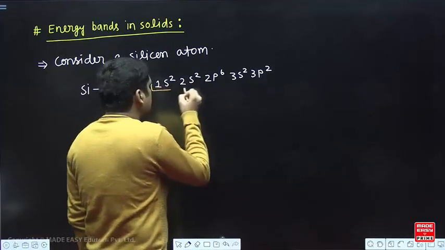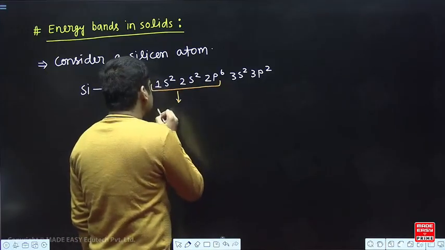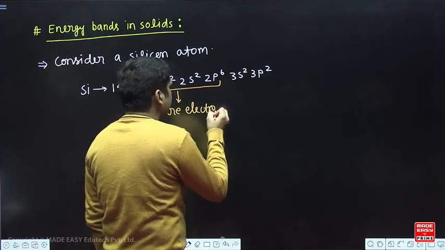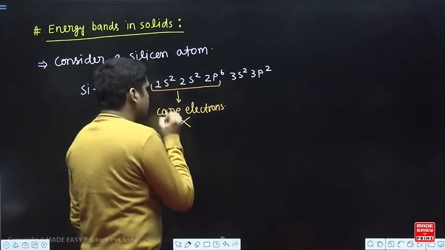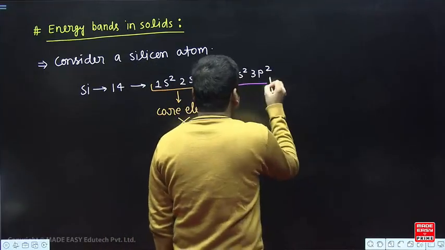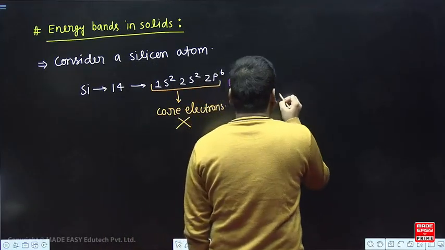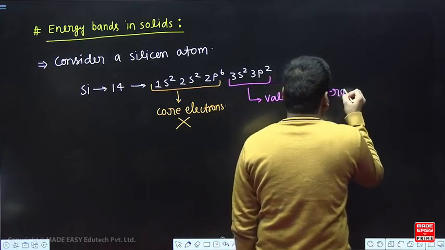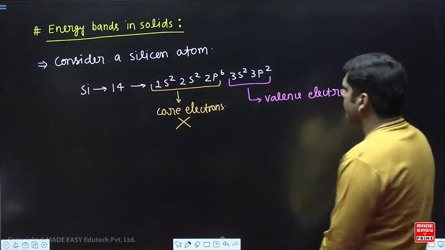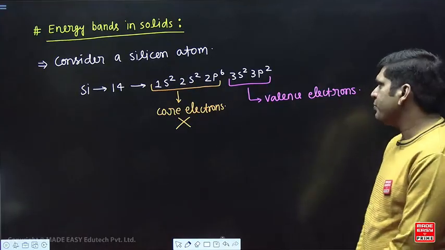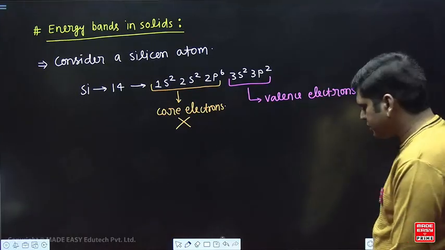So these are core electrons. We are not interested in these core electrons. They do not participate in bonding. In bonding, these electrons participate. These are known as valence electrons. So silicon has 4 valence electrons, and I would be talking about these 4 valence electrons. It means 3s and 3p are the valence orbits.